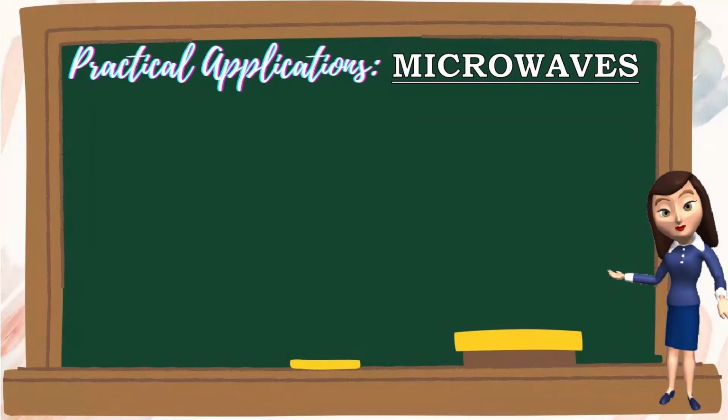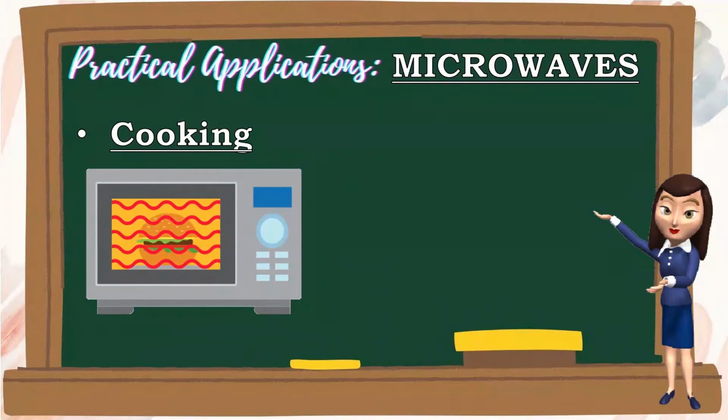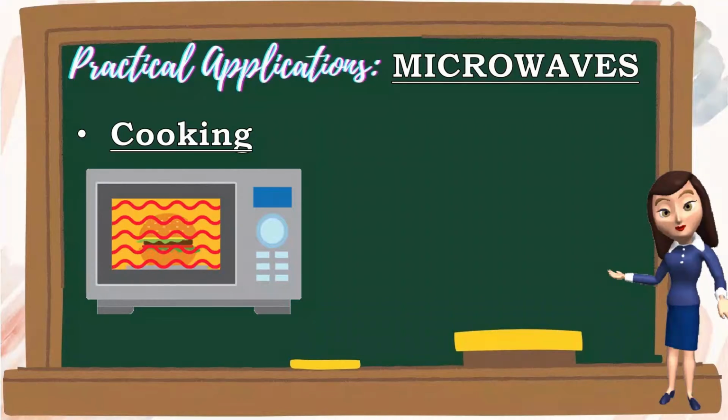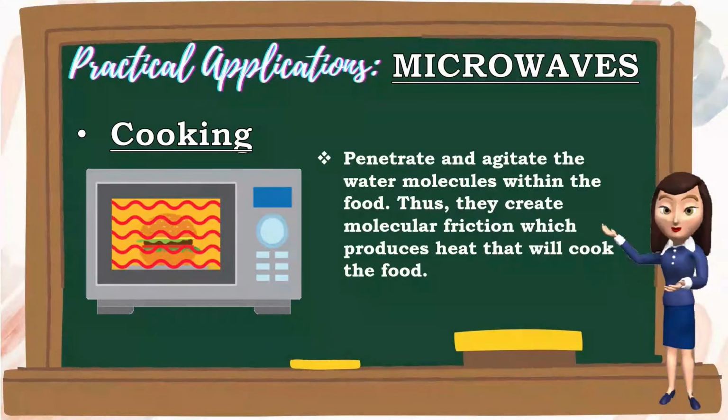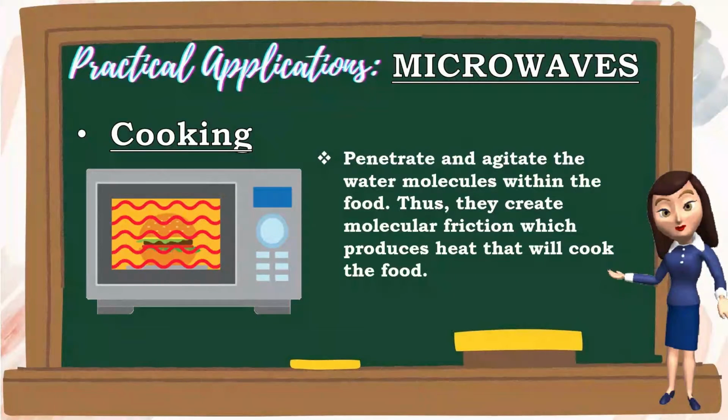The third application for the microwave is used in cooking. The microwaves in a microwave oven penetrate and agitate the water molecules within the food. Thus, they create molecular friction, which produces heat that will cook the food.